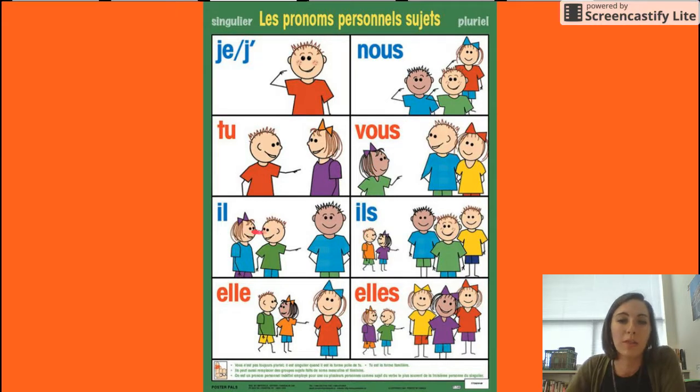But then once we get into the third person, because these people are not involved in the conversation, that is the third person. So you see these people are looking at each other and they're talking about this guy who is not involved in the conversation, okay? So just make sure you copy down this chart. You don't have to do the drawings. We're going to do that in class together.